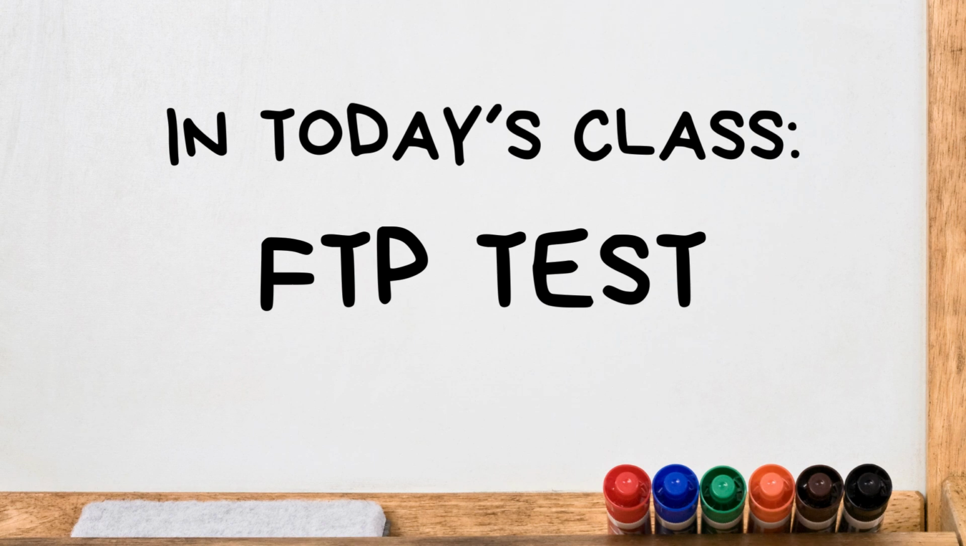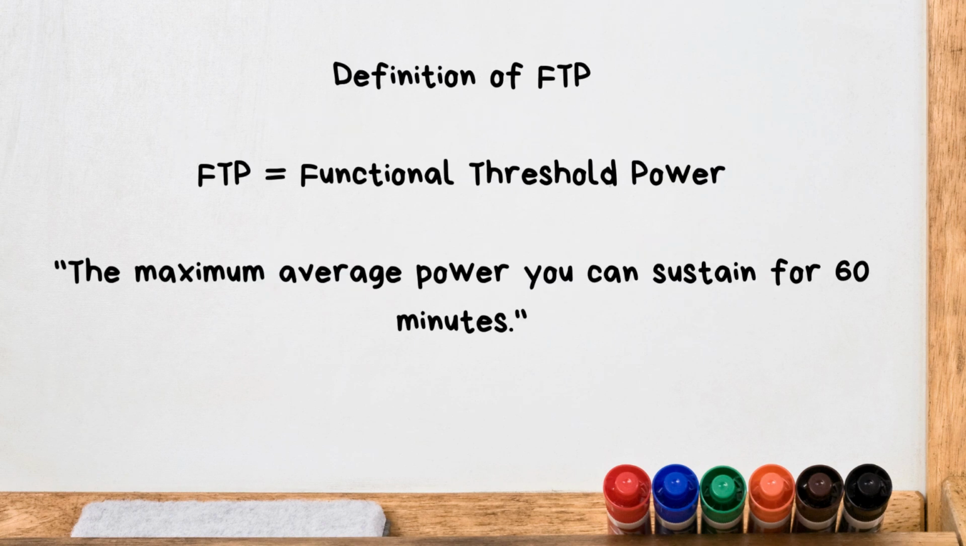Let's get started. Let's start with the basics. What is FTP? FTP stands for Functional Threshold Power, and it's one of the most important numbers in cycling performance. Simply put, it's the maximum average power you can sustain for 60 minutes before fatigue takes over. Think of it as your personal cycling benchmark. The higher your FTP, the stronger and more efficient you are on the bike.